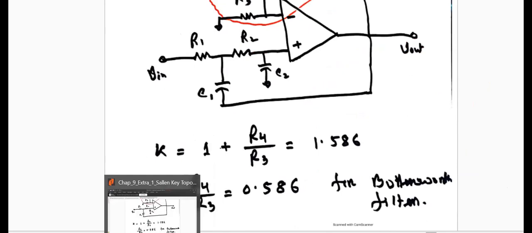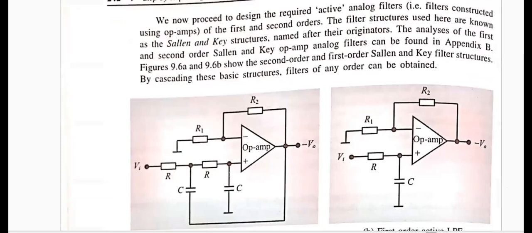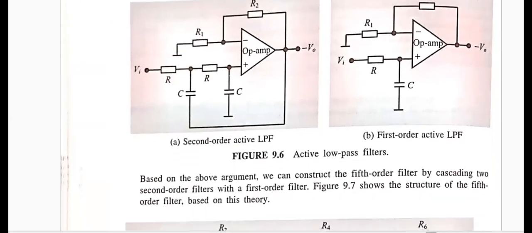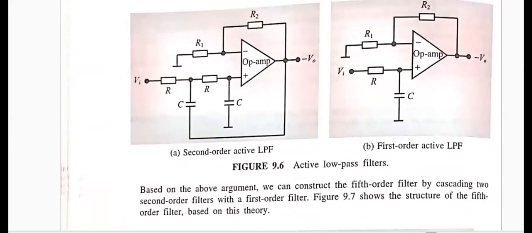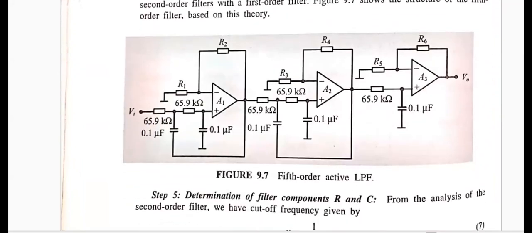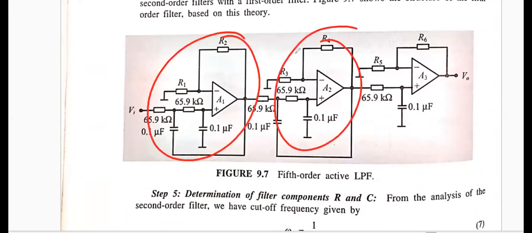Now, if we look back to our original book lecture, they have given this topology directly. They haven't given the explanation. Okay, so I have given the explanation, and this is from the circuit point of view. This is the second order, and this is for the first order. Now they have given the expression for the circuit design for the fifth order filter. So this is second order, this is second order, and this is first order.